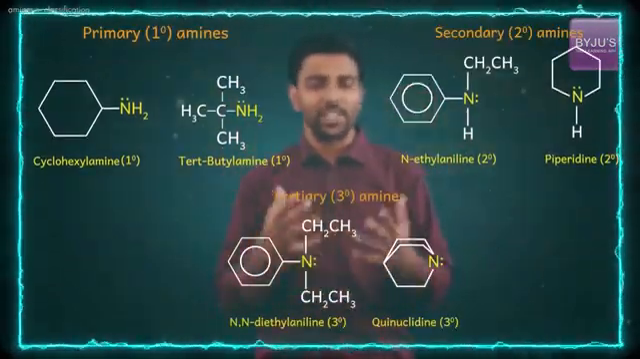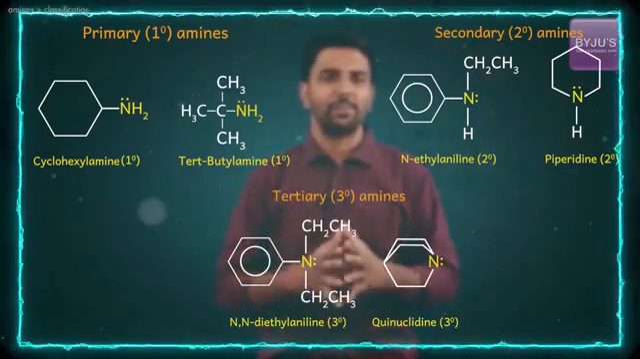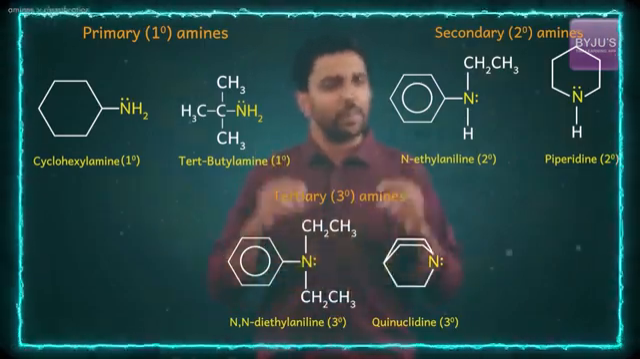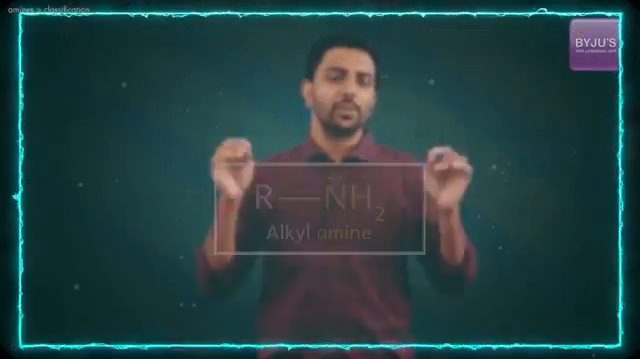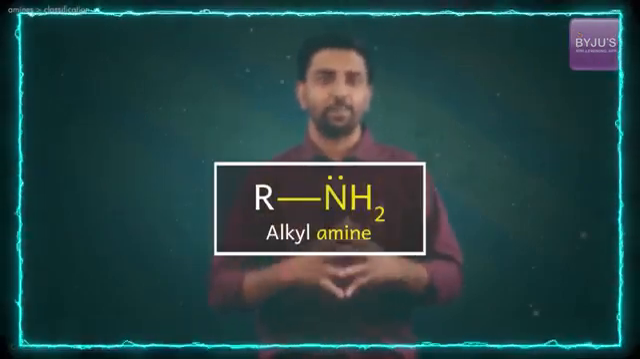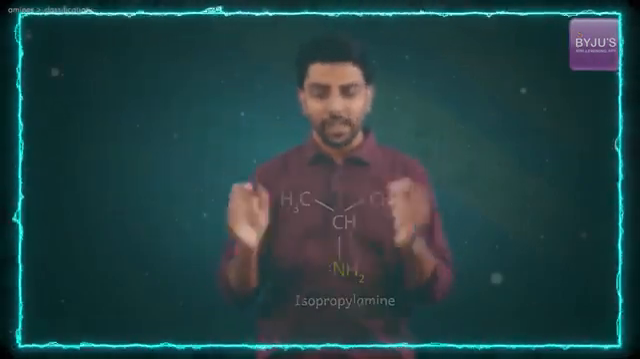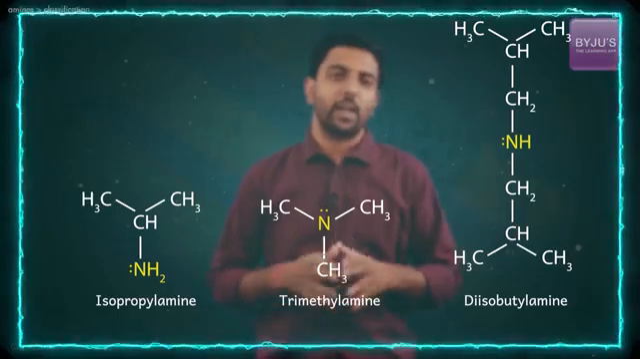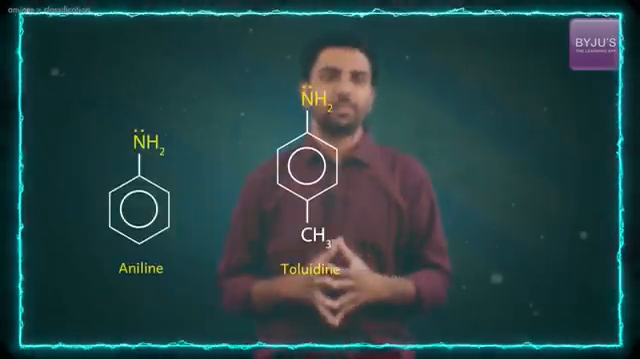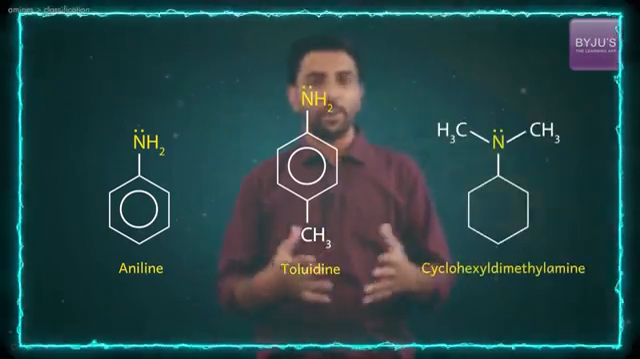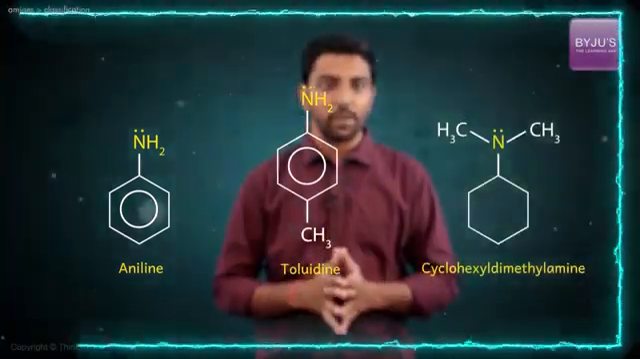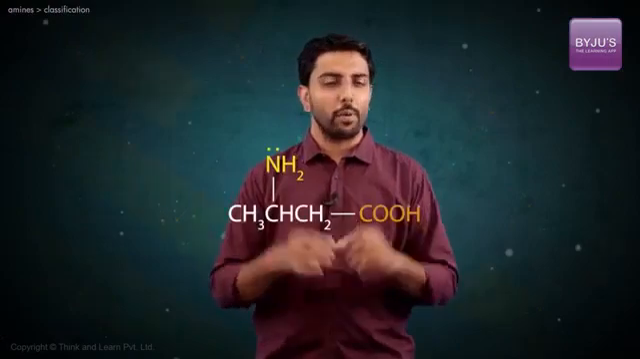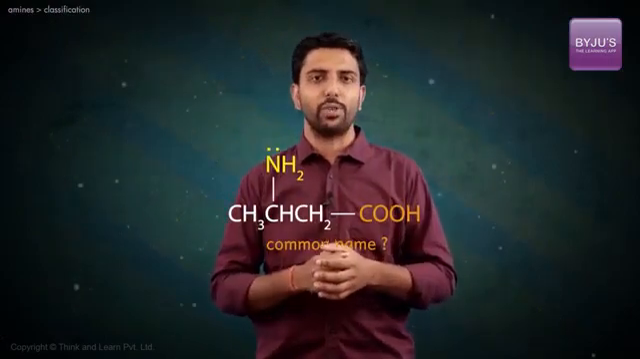Naturally, the next question is, how do we name these? The common names are very simple to use. We just use the format alkyl amine. For instance, this is isopropylamine, this is trimethylamine, and this one is diisobutylamine. Likewise, there are aniline, toluidine, cyclohexyl dimethylamine. As a final example, try naming this. We want the common name of this particular compound.